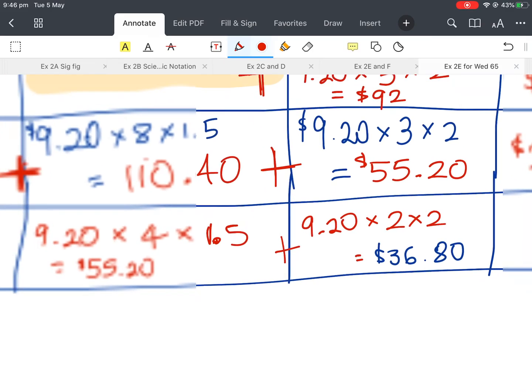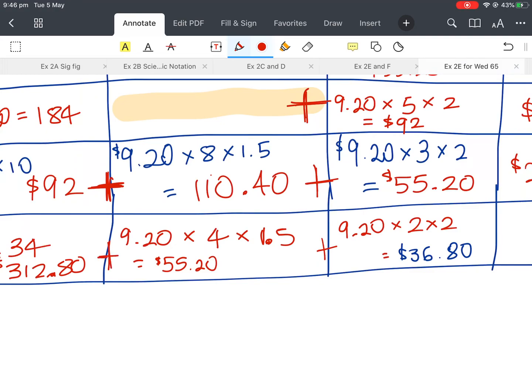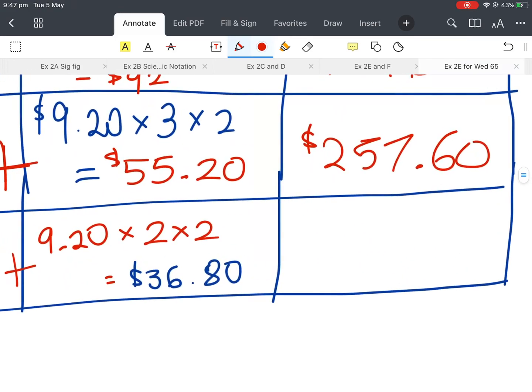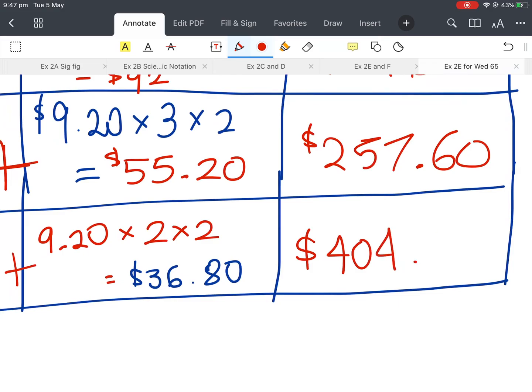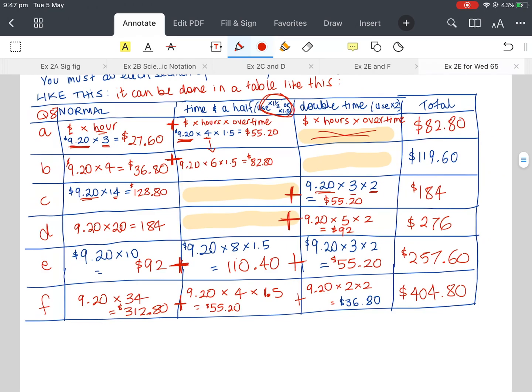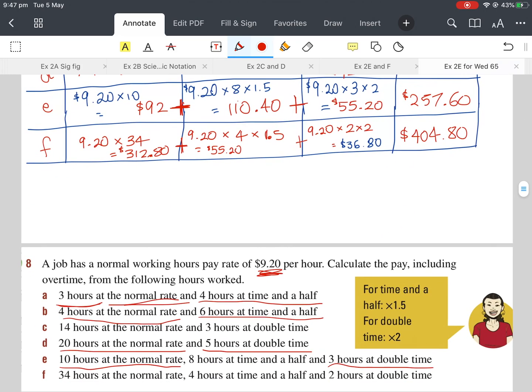So now add all those together. $312.80. On your calculator, please. Plus $55.20 plus $36.80 gives me $404.80. All right, so I'm going to stop it there and give you a little break.